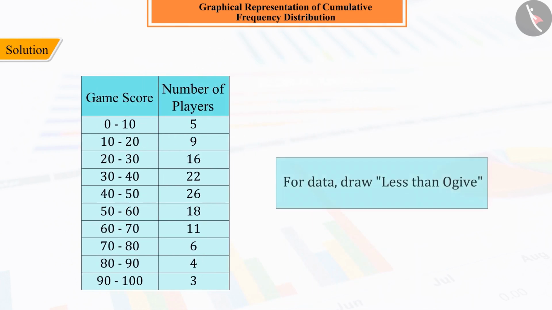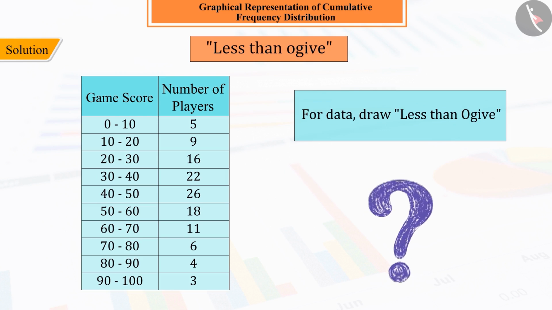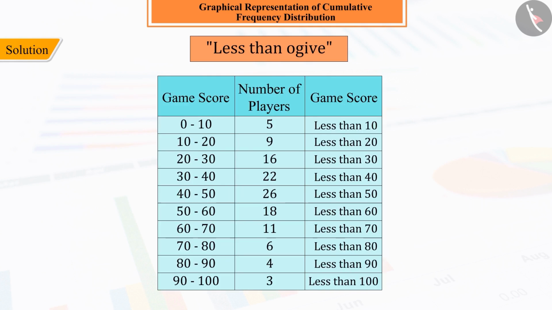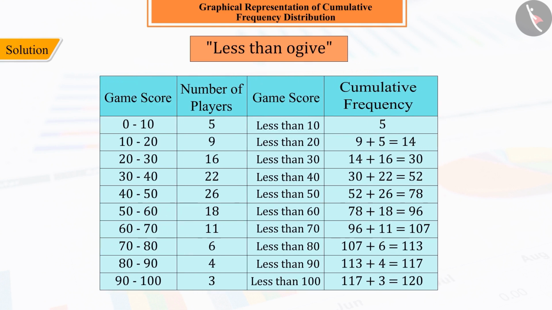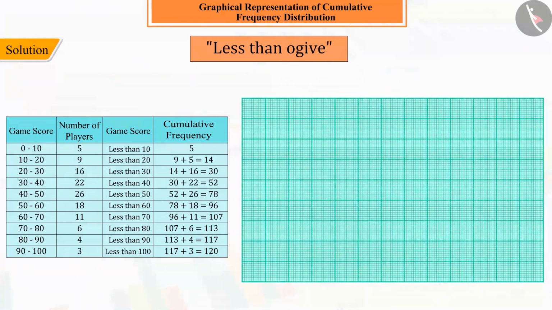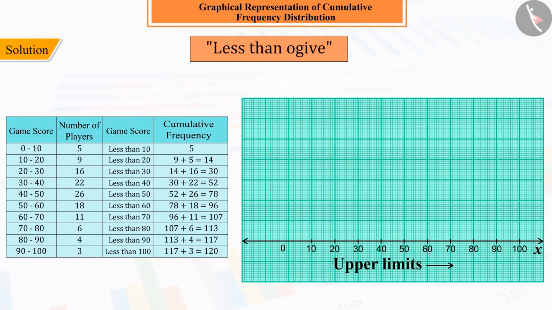If you're asked to draw a less than ogive for the above data, can you draw the ogive? Let's see. For the less than ogive, using the given data, we will construct the cumulative frequency distribution of less than type, where 10 to 100 are the upper limits of the corresponding class intervals. To represent the obtained data graphically, mark the upper limits on the x-axis and cumulative frequencies on the y-axis.